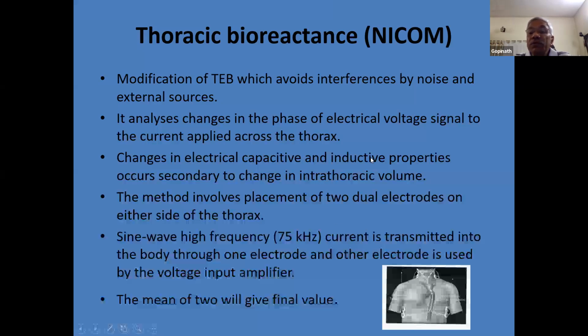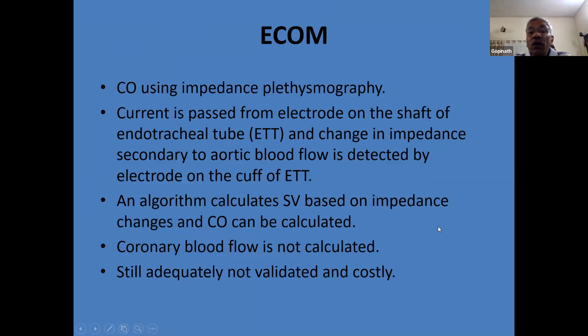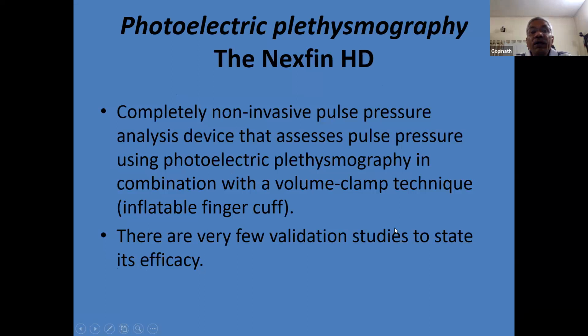the final value. So we have thoracic bioimpedance, thoracic bioreactance, and then one of them can be placed on the endotracheal tube, which is the ECOM. And this uses, again, impedance plethysmography. Current is passed from the electrode on the shaft of the ET tube, and change in impedance secondary to aortic blood flow is detected by the electrode of the cuff. This is again artificial intelligence, AI based. So this gives you the cardiac output.